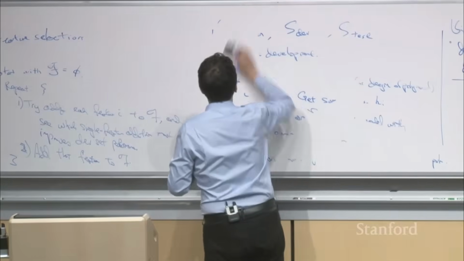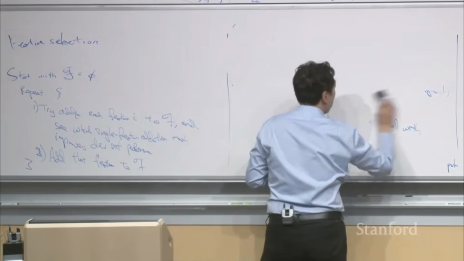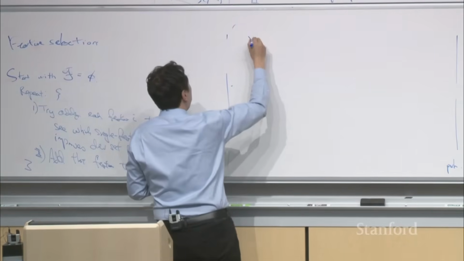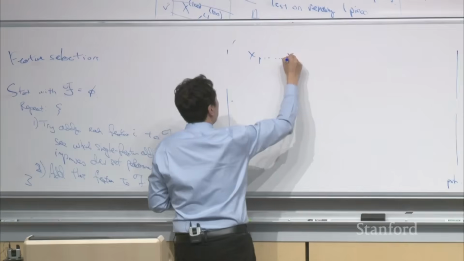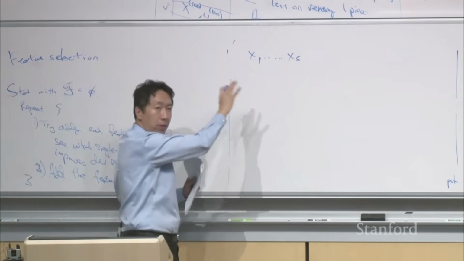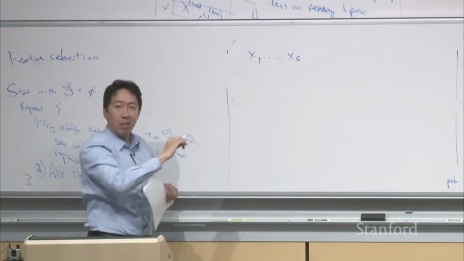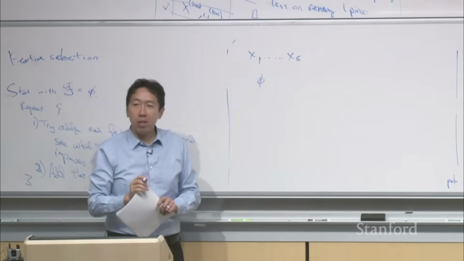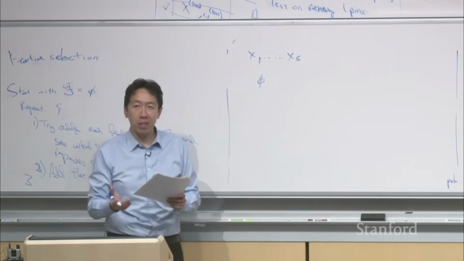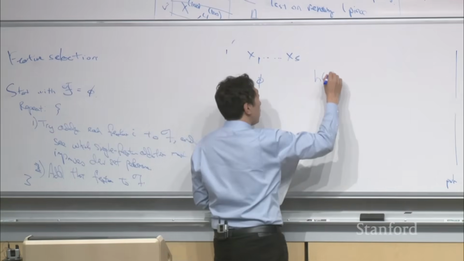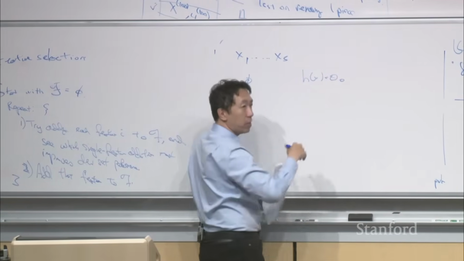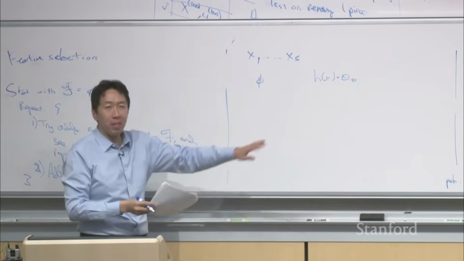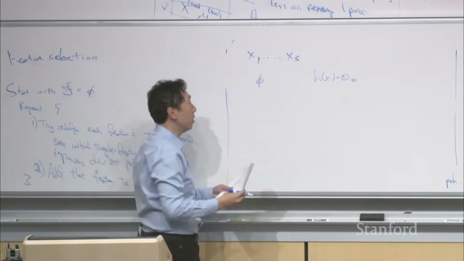Okay, so let me illustrate this with pictures. Let's say you have 5 features, x1 through x5, and in practice it would be more like x1 through x500 or x1 through 10,000, but I'll just use 5. So start off with an empty set of features and train a linear classifier with no features. So the model is h of x equals theta 0, with no features. This won't be a very good model, but see how well it does on your dev set. It basically averages the y's, so it's not a great model.